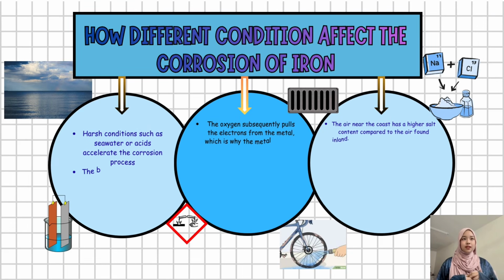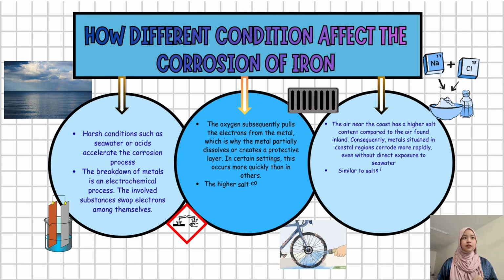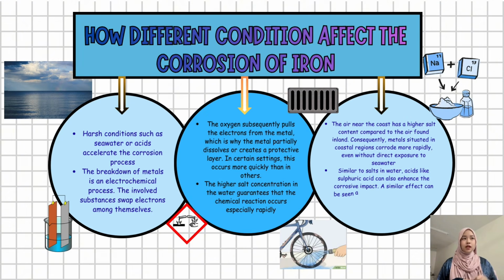This slide explains how different conditions affect the corrosion of iron. Harsh environments such as water and acidic conditions can speed up the corrosion process. Corrosion is an electrochemical reaction where the substances involved exchange electrons with each other. Oxygen plays an important role by removing electrons from the metal. This causes the metal to partially dissolve or, in some cases, form a protective layer. In certain environments, this process happens faster than in others.